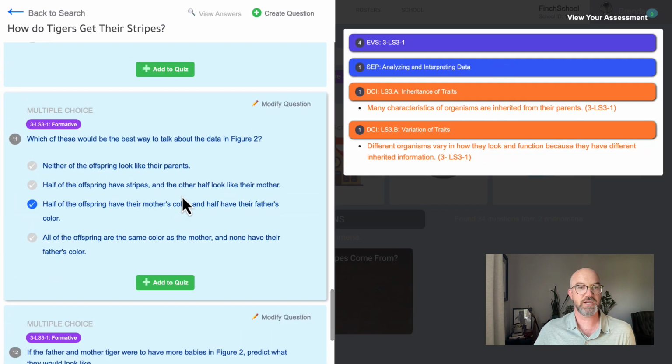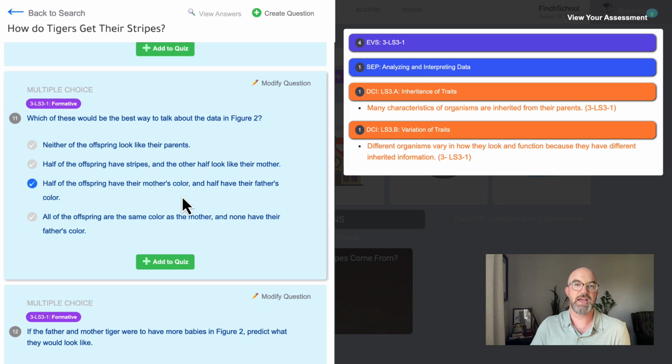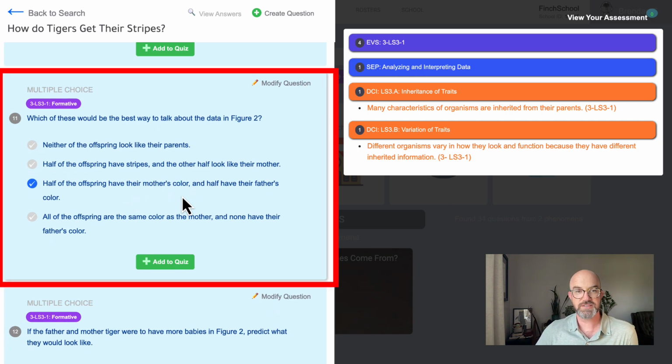We want them to think about the fact that half the offspring have their mother's color, and half the offspring have their father's color. In that way, they analyze that data. They identify what the differences are in there, using the term half, not all or not neither. But, third grade mathematics, we want to identify that there are half of the offspring have that color.